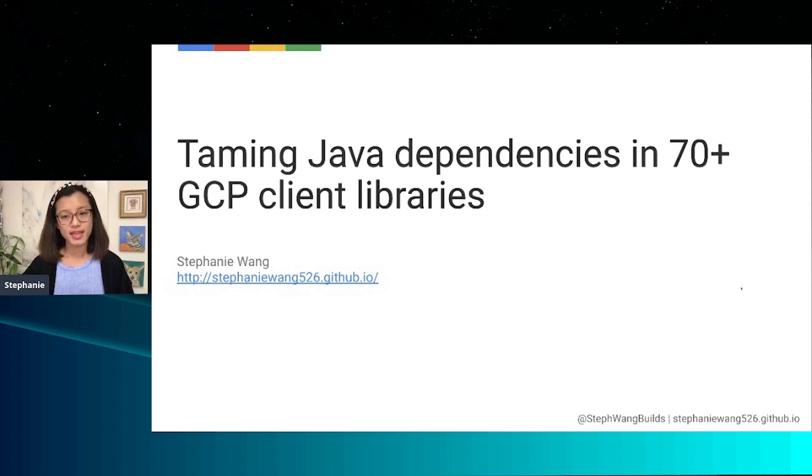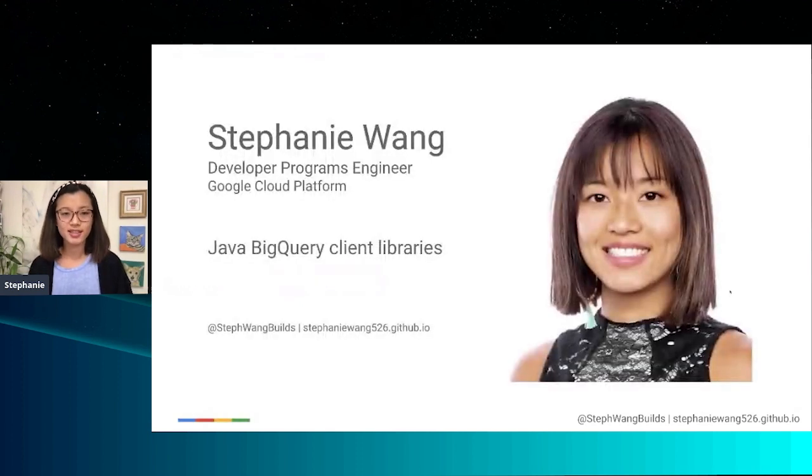A little bit about myself before I jump into the talk. My name is Stephanie Wang. I am a developer programs engineer at Google Cloud Platform. My main responsibility is to manage the Java BigQuery client libraries. I normally write new features and fix bugs in our client libraries. And here is my Twitter handle, Steph Wang Builds. I also have a website hosted on GitHub, and this is the web link.